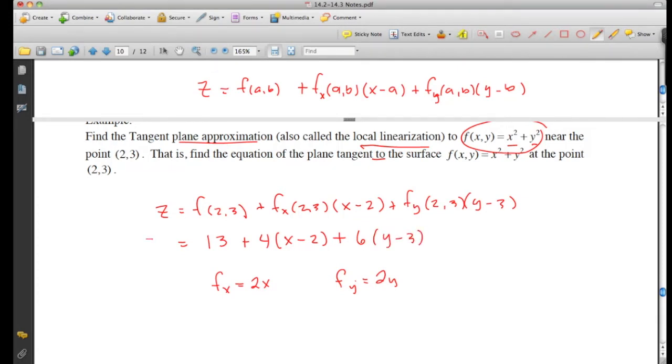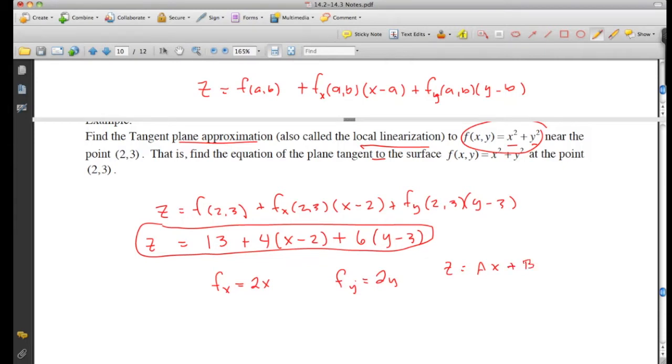Okay, and I think it's fine to leave your answer just like this in this form. If you want to get it into the form that we had talked about before, where you've got z is equal to some number times x plus some number times y plus some number, you can distribute this and combine all your terms on this side and get it in that form. That's fine. I don't think you need to do that much work.